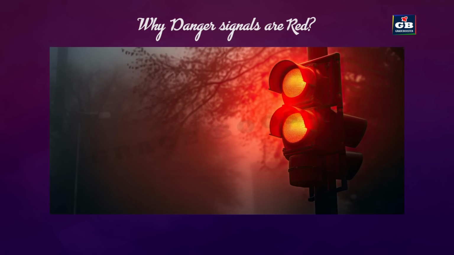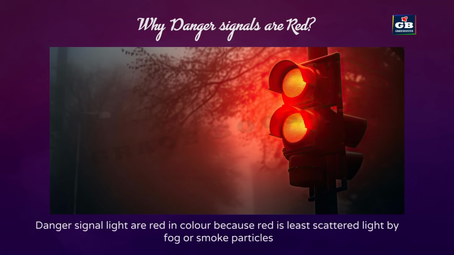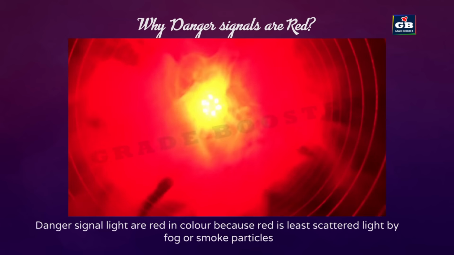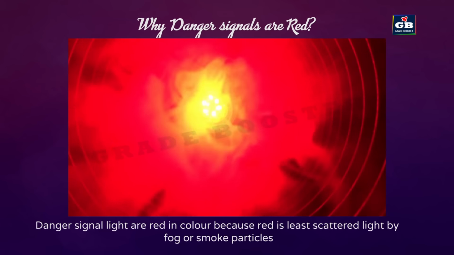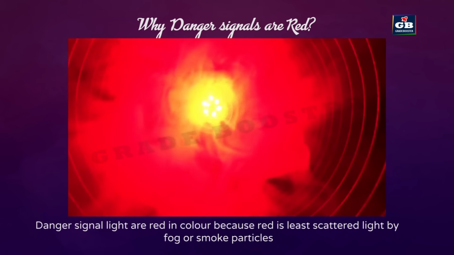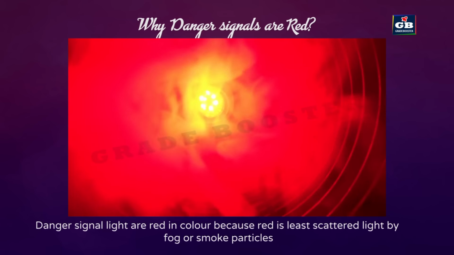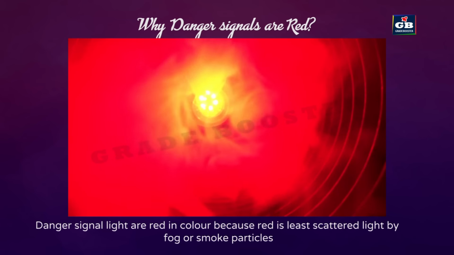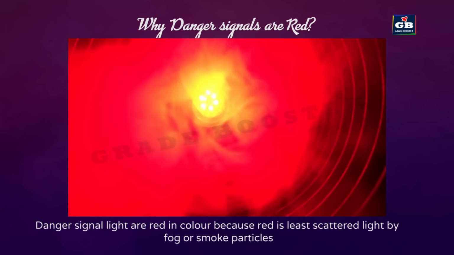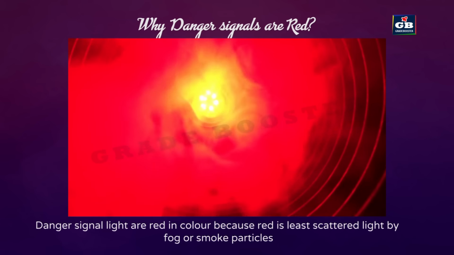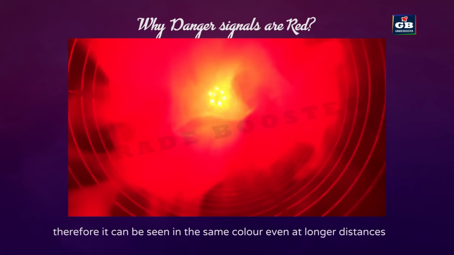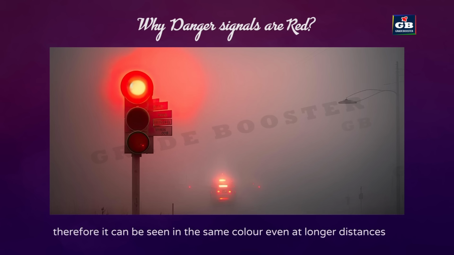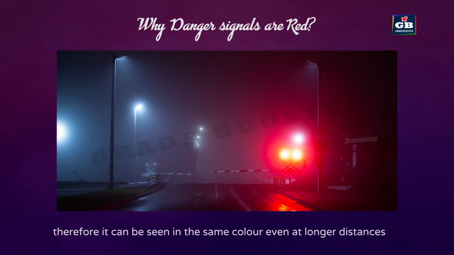Why are stop signals and danger signal lights red? We see that stop signals and danger signals are usually in red color. Is there any specific reason? Yes. Danger signal lights are red in color because red is the least scattered light by fog or smoke particles. Earlier we discussed that the wavelength of red light is more, so it is not easily scattered by the dust particles. Therefore it can be seen in the same color even at a large distance. So this light is visible over large distances. That's why red color is used for danger signals.